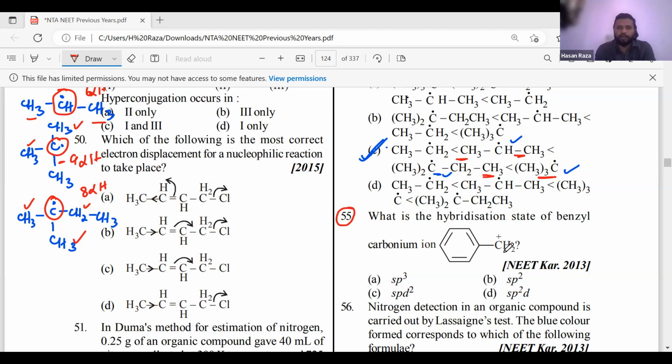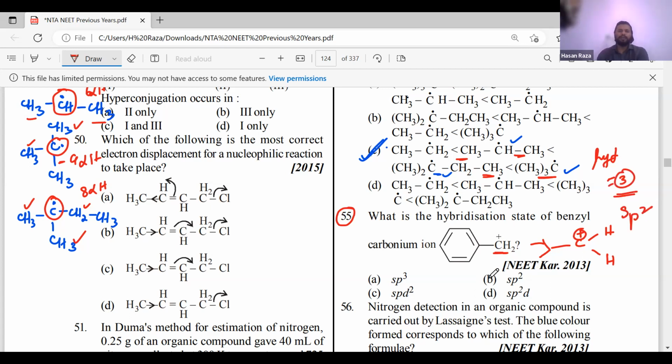What is the hybridization of this carbon? It's very simple. See, two hydrogens are bonded with this. Now, hybridization is equal to sigma bonds plus lone pairs. No lone pair is there. 3 sigma bonds are there. So if the sum of lone pairs plus sigma bonds is 3, that means it is sp2. It's very easy. If you are facing this kind of problem, just let me know.